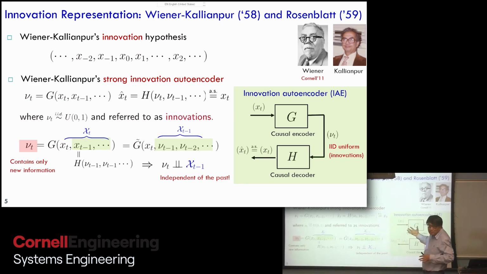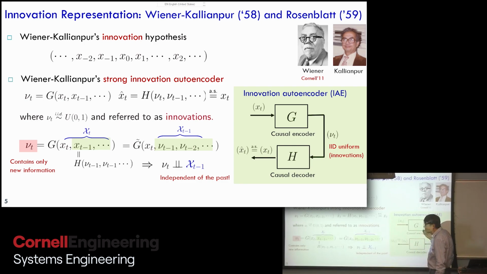This is amazing. So the causal encoder is not a neural net here, or how is the innovation being computed? This is just a mapping right now. Oh, I see. Yeah, right now it's just a mapping. There exists such a mapping. So for mathematicians, only existence matters. There exists such a mapping, right?